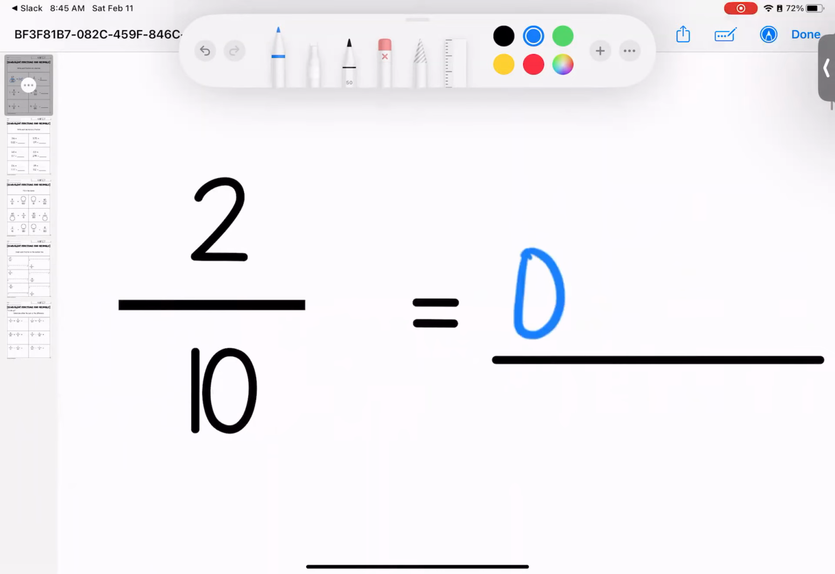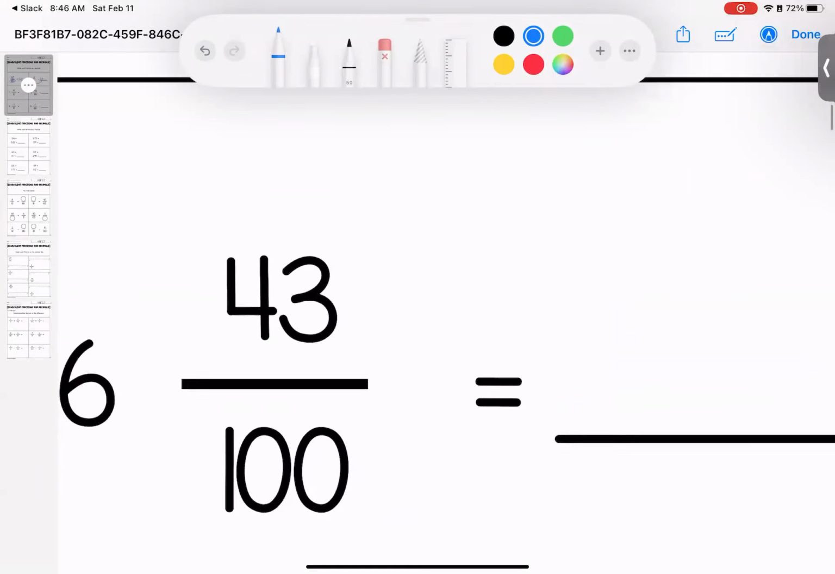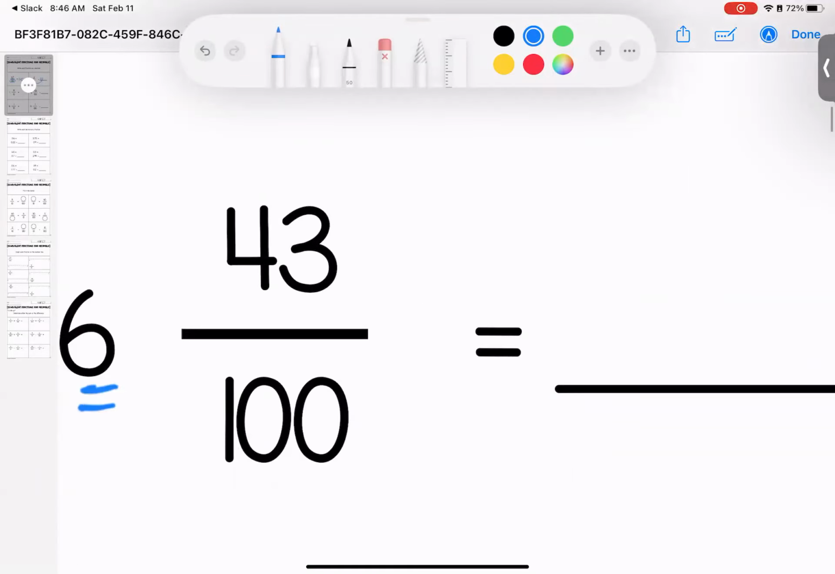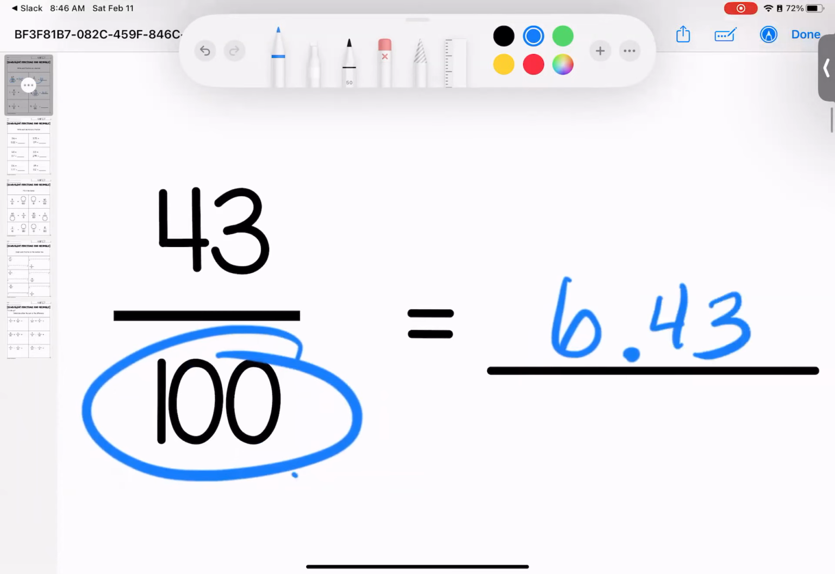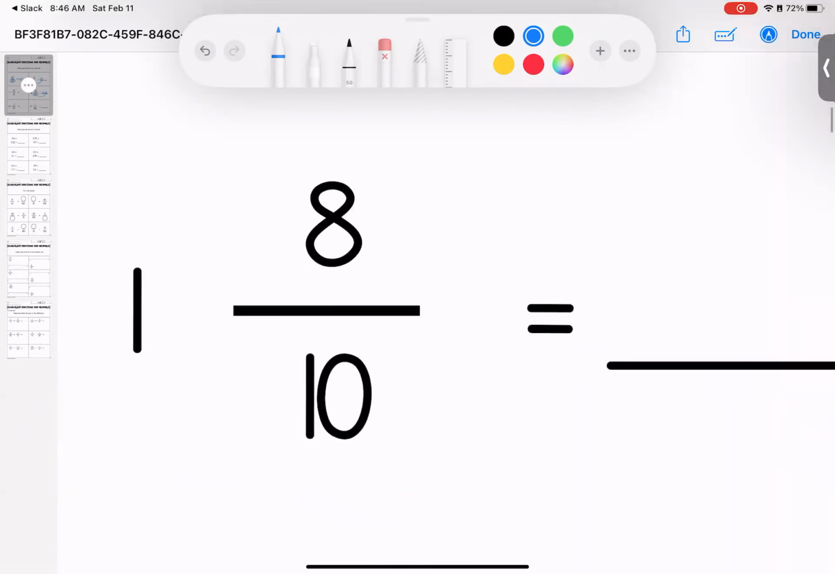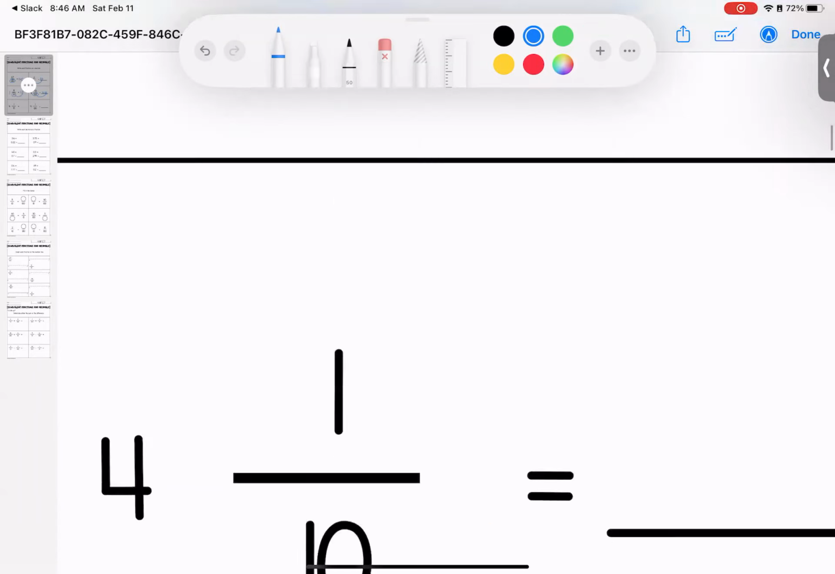Popping over here, we need our 2 to be in the tenths place, which is the first space after the decimal. Coming down here, we have a VIP situation. If it's in front of the fraction, it stays in front of the decimal. We need the hundredths place to be represented. So that 3 goes in the second place or the hundredths place. Another VIP in front of the fraction stays in front of the decimal. Tenths place is the first space after the decimal, 1 and 8 tenths.